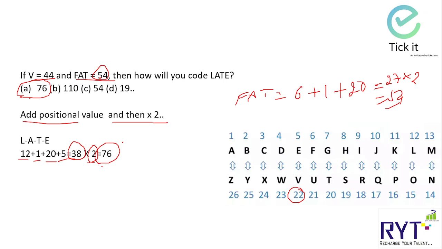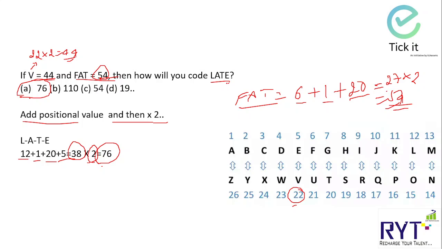V is equal to 44, fat is equal to 54. Let us see what V is. V is nothing but 22. V is actually 22, but they have given 44, which means 22 into 2 is equal to 44. It is multiplied by 2 and we get 44. So let us apply the same logic. Fat is written as 54. Let me see the place value of fat. F is 6, A is 1, T is 20. If I add, I get 27, but it is coded as 54, which means 27 into 2 is equal to 54. Same logic I will apply.